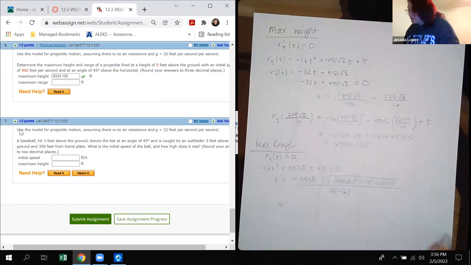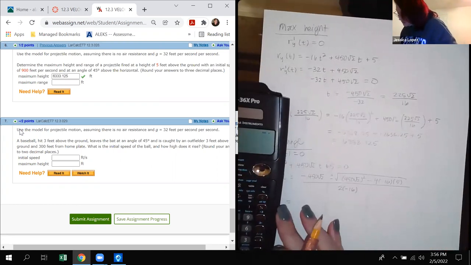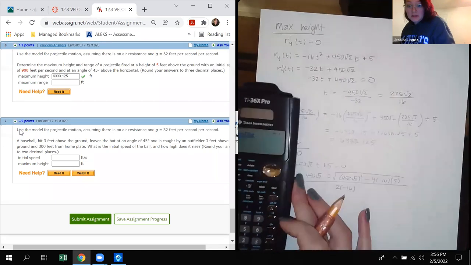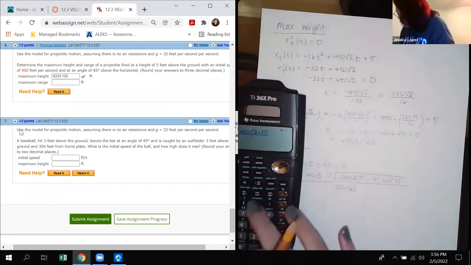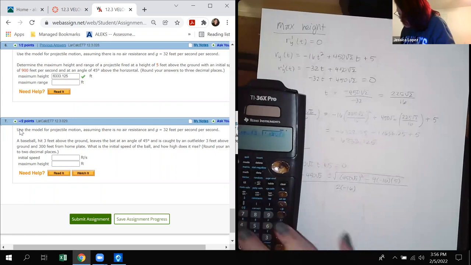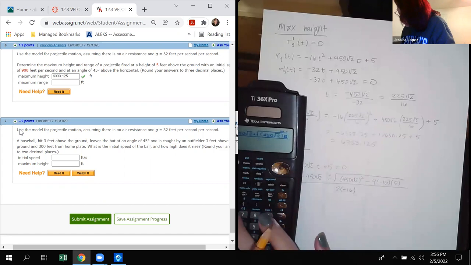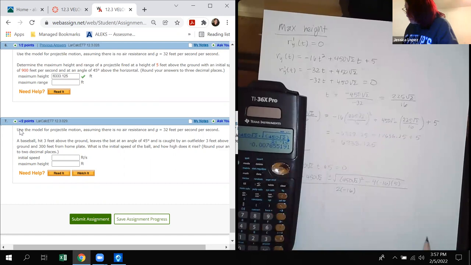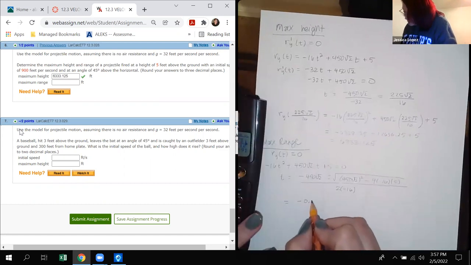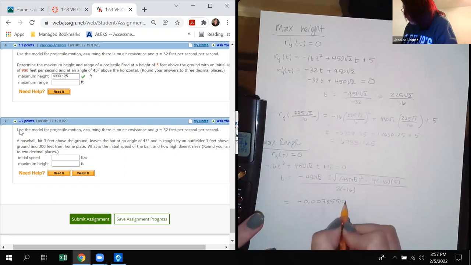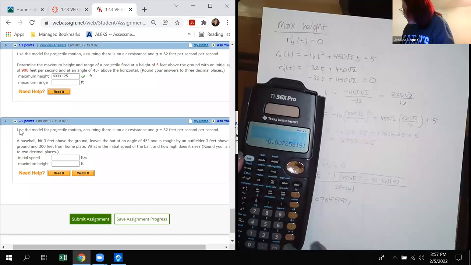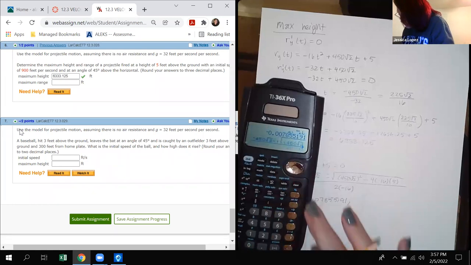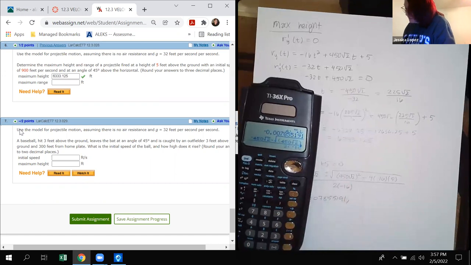Now I'm going to plug all of this in. So we have a big fraction, negative 450 square root of 2, plus the square root of 450 square root of 2 squared minus 4 times negative 16 times 5. And downstairs, I'm going to put 2 times negative 16. It tells me that equals negative 0.00785591. Now I'm going to do it again with the minus sign in the middle.